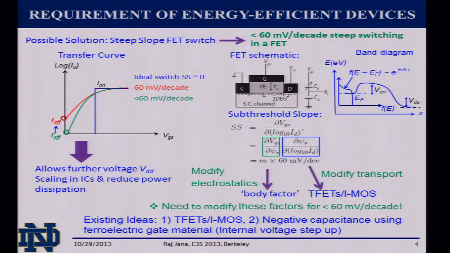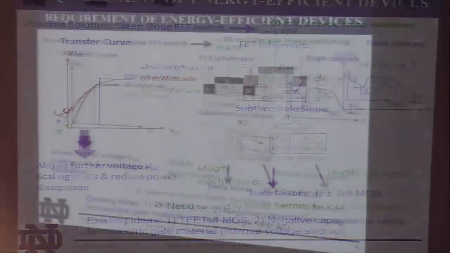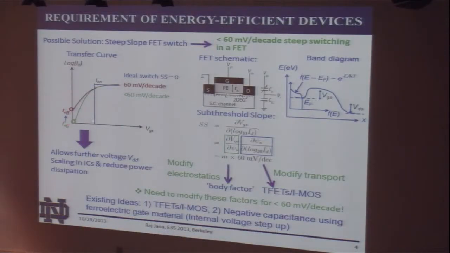You can understand that from the transfer curve. Here is the ideal switch, with an abrupt sub-threshold transition. Then the Boltzmann limit is the red curve, 60 millivolt per decade. Once you make this steeper, the off-state current goes down. In high-performance scaled devices, it can reduce the static power dissipation, which in turn allows further voltage scaling.